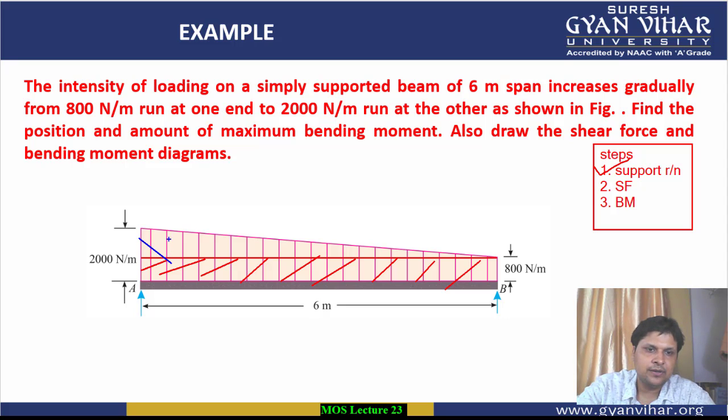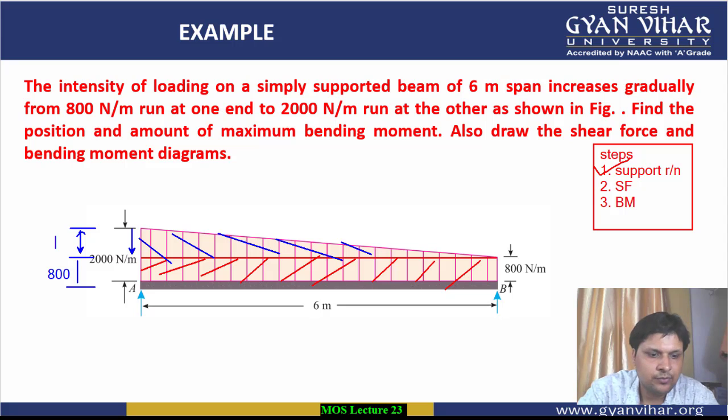Then you have a UVL whose value is 0 at one end. How much is this length? On one end it is 800. So this means that this length, from here to here, is also 800. And the remaining, how much will it be? It will be 2000 minus 800, which is equal to 1200. All right, the remaining one. So we have converted the whole into a UDL and a UVL.